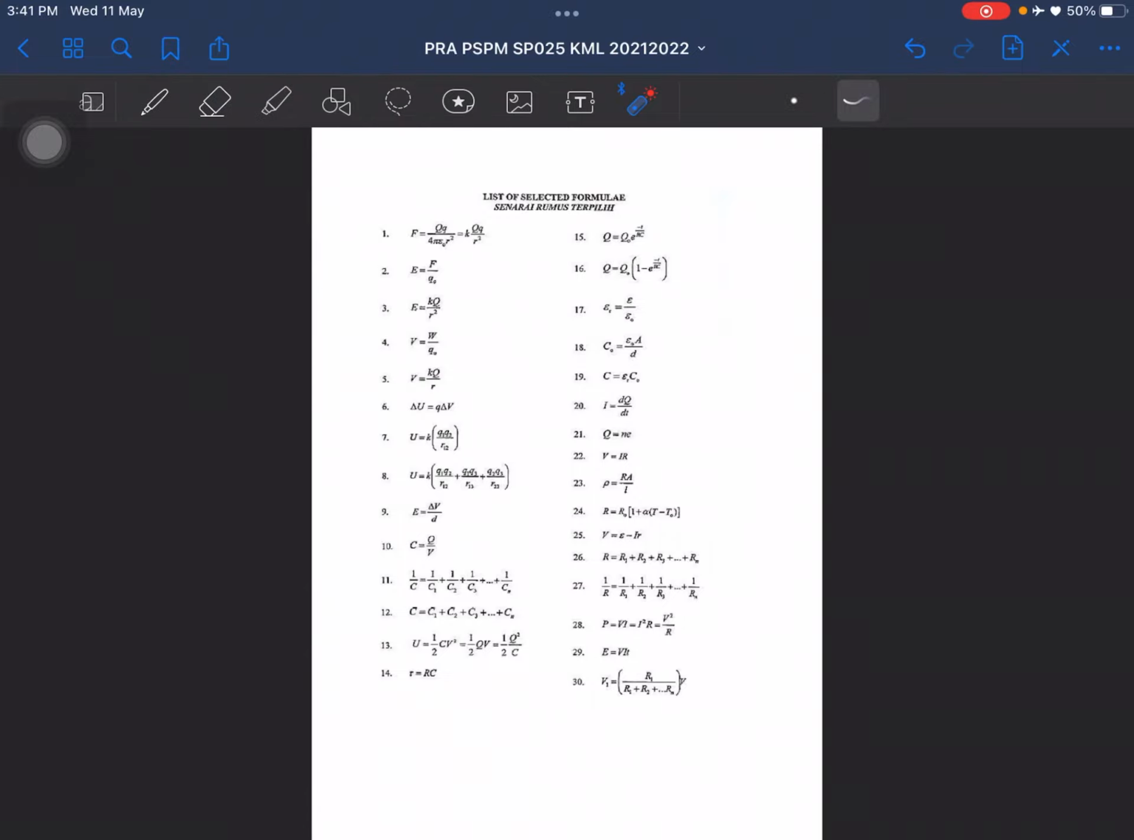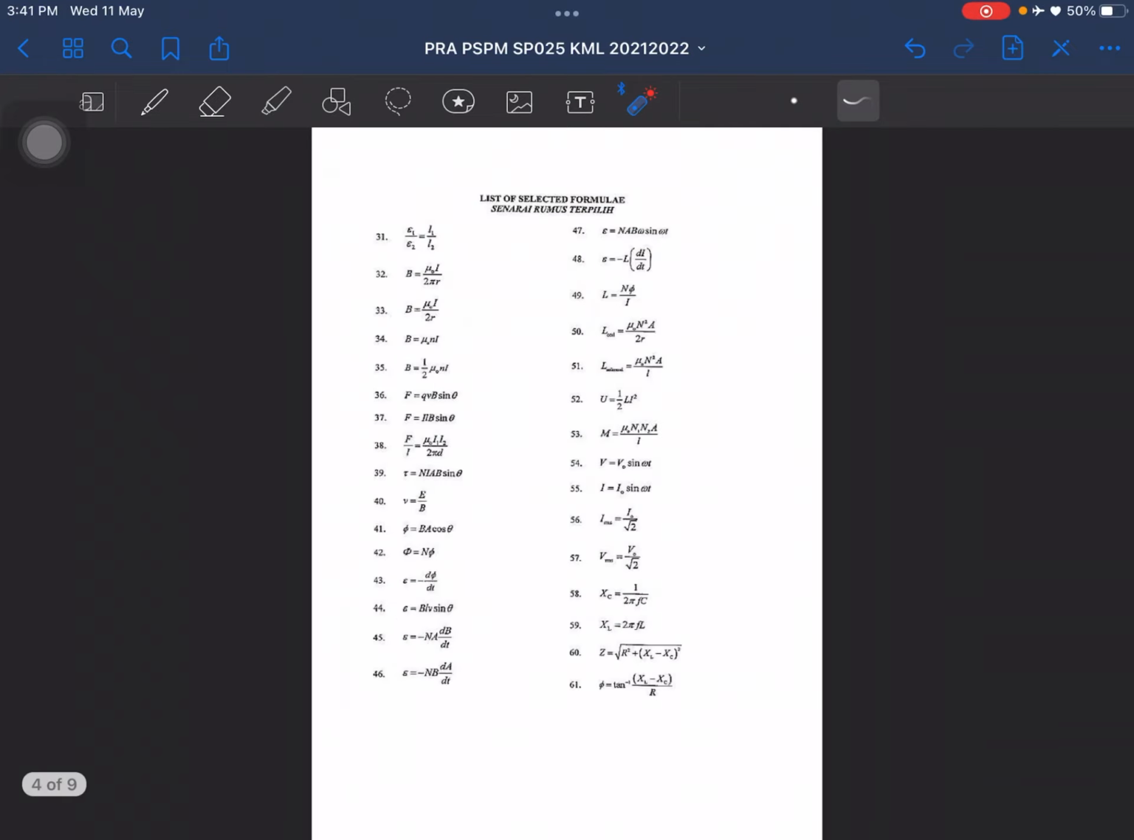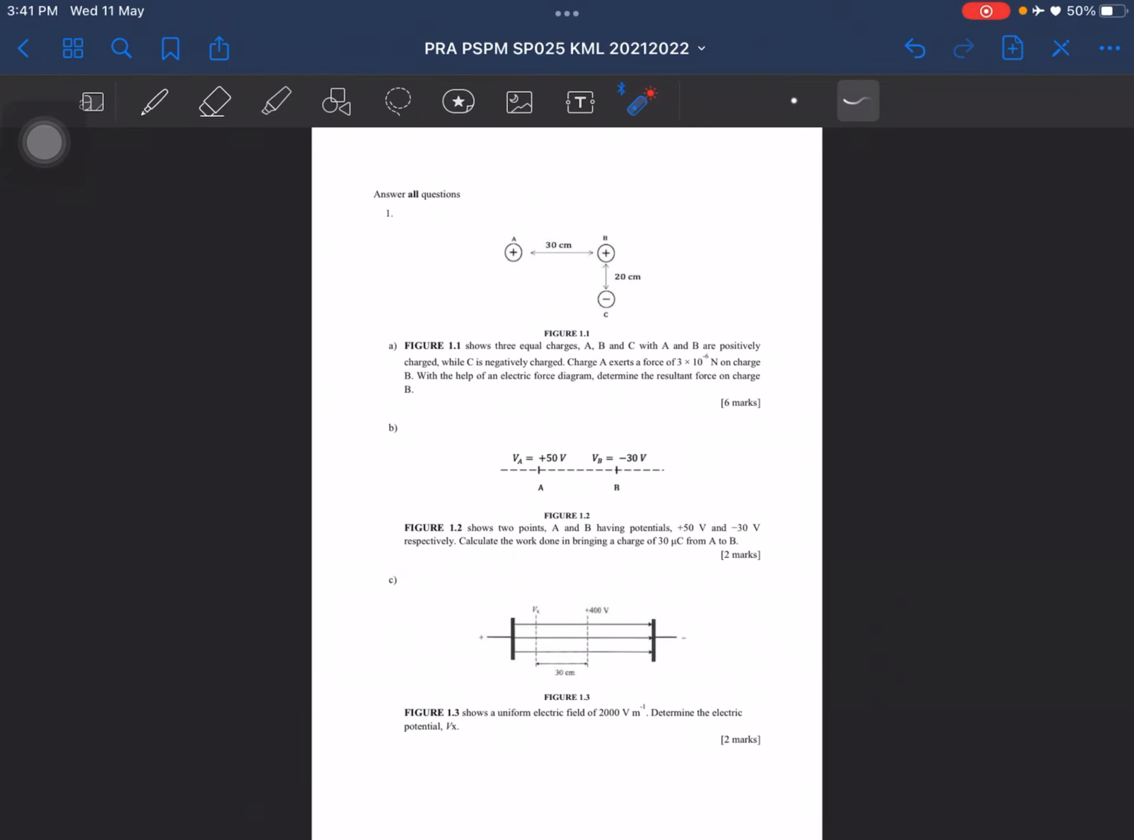So basically they arrange this set of equations according to chapter. If you see, chapter 1's equations are from number 1 to number 9 and it follows, okay. Chapter 2 only goes up to here, okay. And then this one is for chapter 3, and so on, okay. Right, so let us enter question number 1.